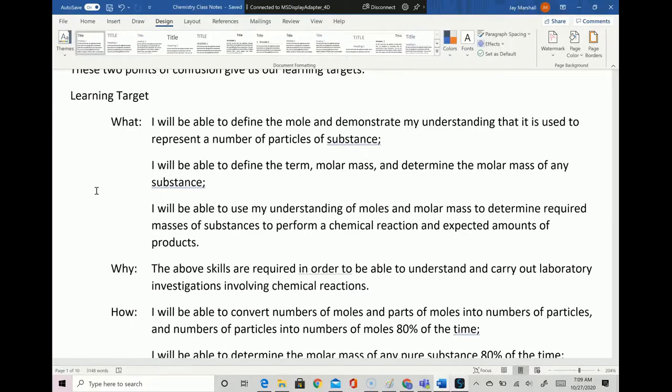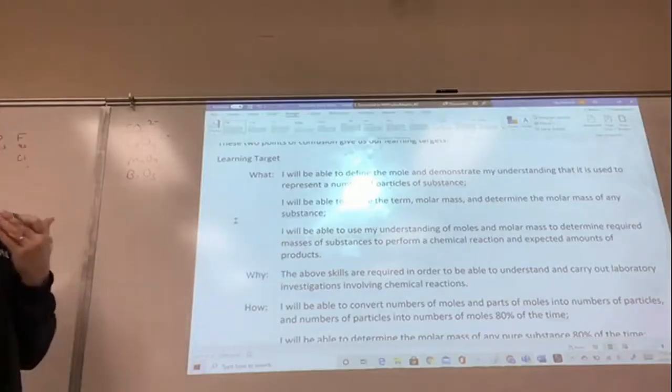First of all, I'll be able to define the mole and demonstrate my understanding that it's used to represent a number of particles of substance. I'll be able to define the term molar mass and determine the molar mass of any substance. I will be able to use my understanding of moles and molar mass to determine required masses of substance to perform a chemical reaction. And this is where we're really headed, right? I want to actually be able to use this in the chemistry laboratory.